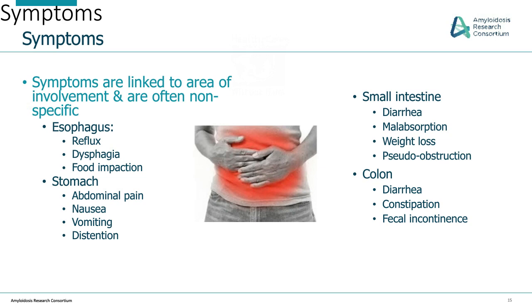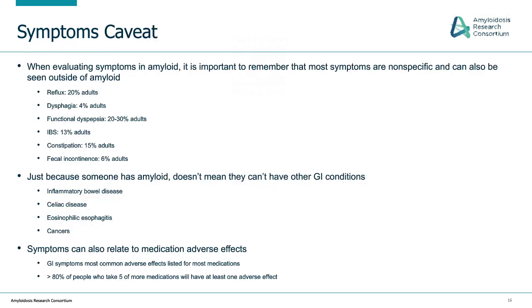And then if there's involvement within the large bowel, we see both diarrhea as well as constipation, as well as fecal incontinence. Now, one challenge with this is that these symptoms can be relatively nonspecific. And if we look at how often these symptoms are seen, it's relatively common. And so in reflux, 20% of U.S. adults will have symptoms of heartburn at least once a week. So if someone presents with both reflux plus amyloid, it could be that the amyloid is worsening the reflux, but it may be that these are true and unrelated.